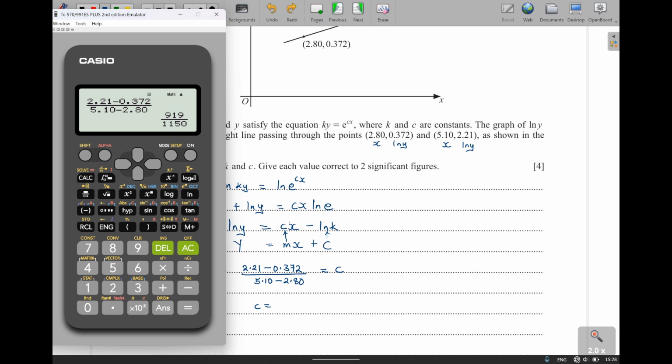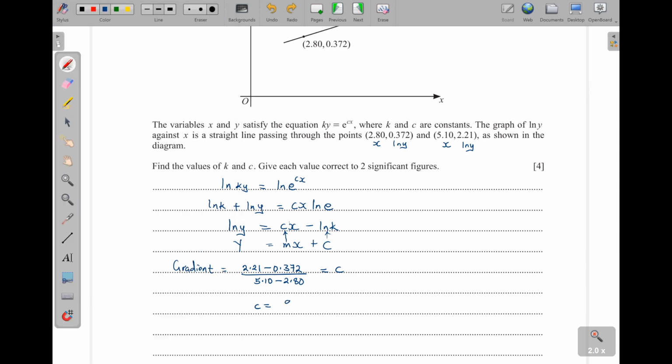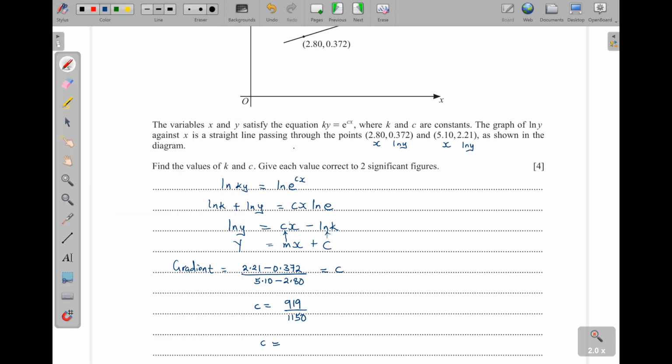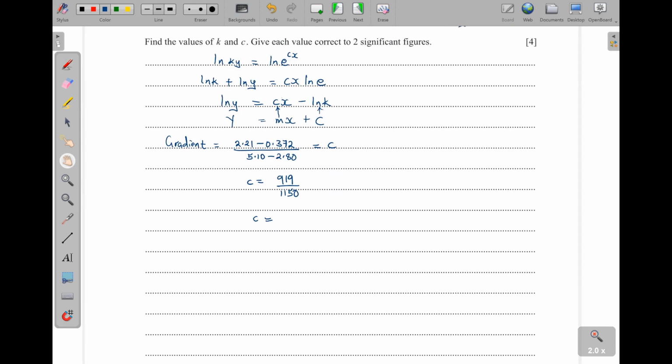Let me first keep that fraction 919 out of 1150. So to 3 significant figures, to 2 significant figures, what is C? This one is 0.799. So when I round off the third 9, you put it on the second one. So let me write something here.